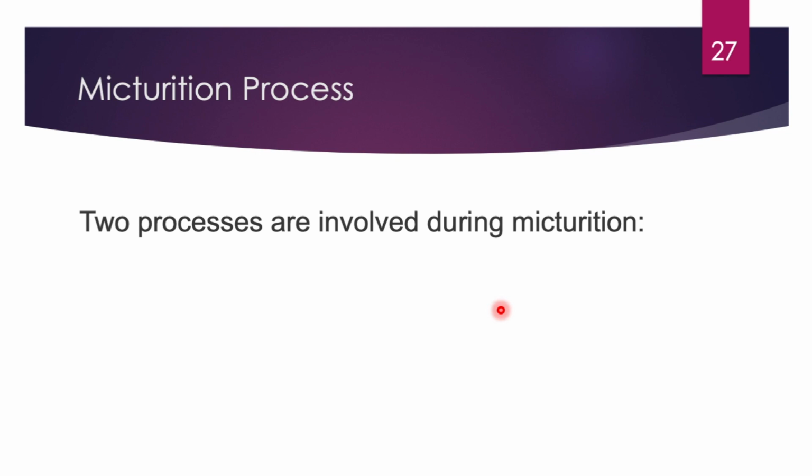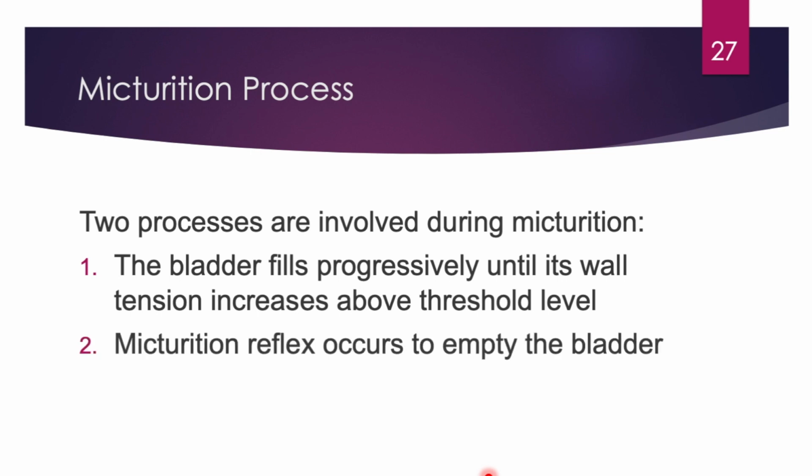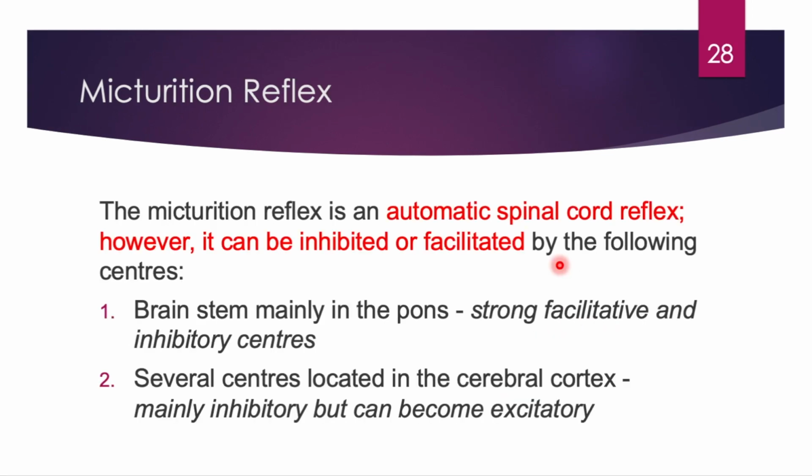There are two processes involved during micturition. The first process is the progressive filling of the bladder until the wall tension of the bladder increases above threshold level. The second process is the micturition reflex, whereby the bladder will be emptied. The micturition reflex is an automatic spinal cord reflex. However, it can be inhibited or facilitated by the following centers.